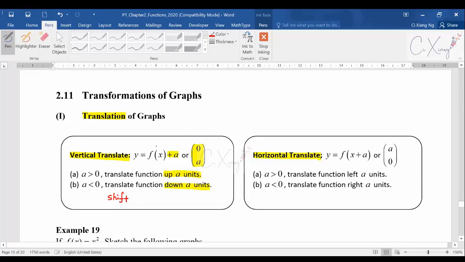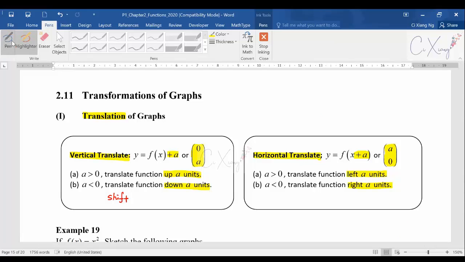Okay, or move. All right. Then when you're having horizontal translation, say you are having a plus A here. When you write it in the horizontal form, it will be A and 0. So if A is greater than 0, that means A is positive, then you are going to move it A units to the left. When A is smaller than 0, then you are going to translate the function A units to the right.